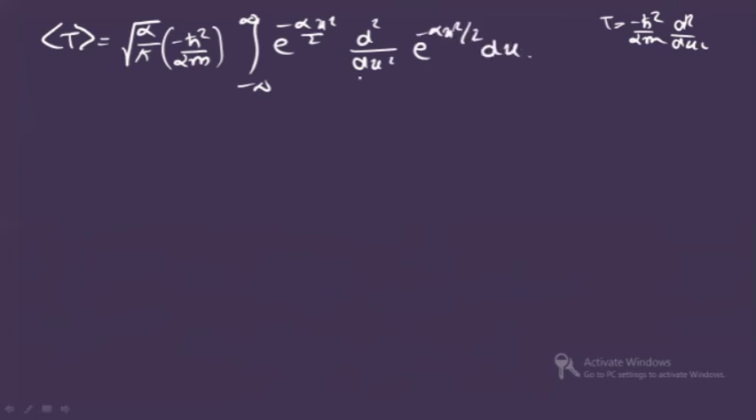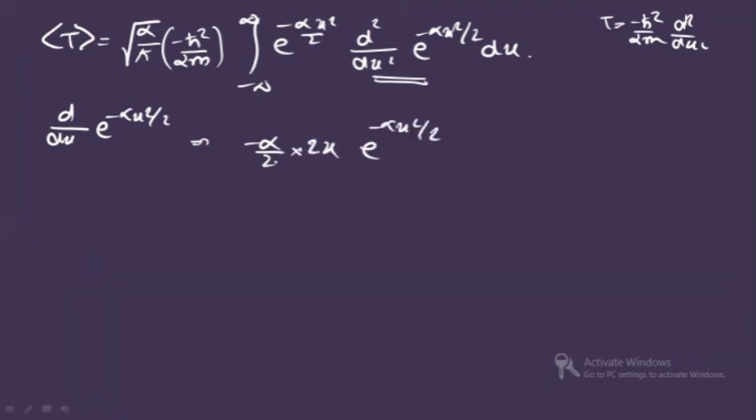Clear? So here what you will do, you will differentiate this e to the power minus αx² twice. This is what we are supposed to do. So the first time on differentiation of e to the power minus αx²/2, we will get minus α, constant, by 2, e to the power minus αx²/2 as it is, and x² will give you 2x. 2 and 2 will get cancelled, and you will have minus αx into e to the power minus αx²/2.